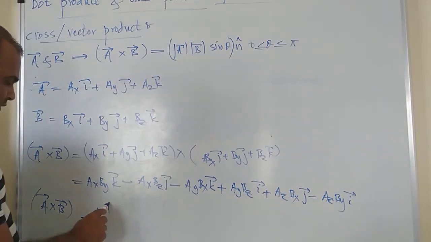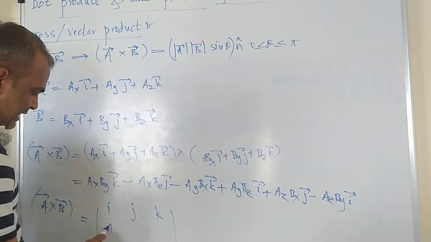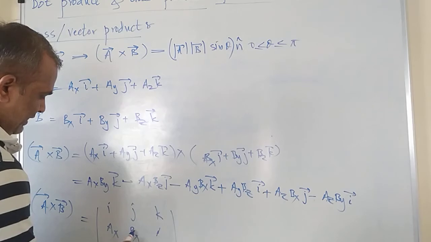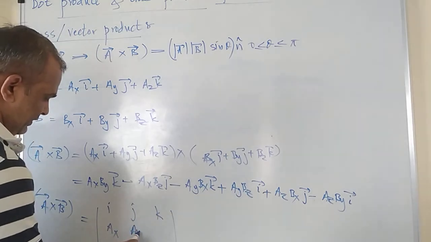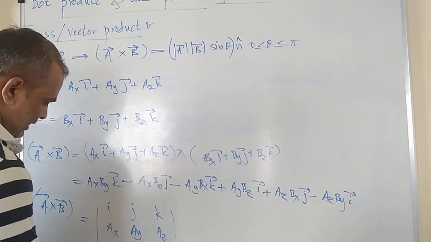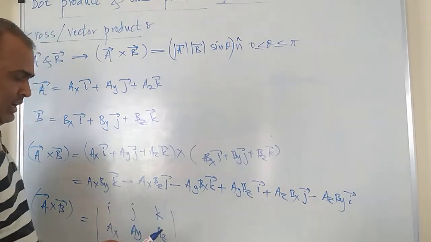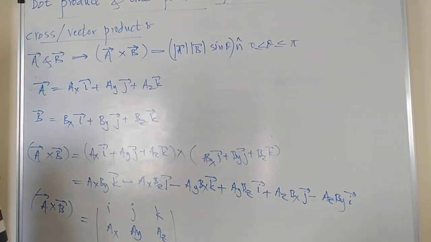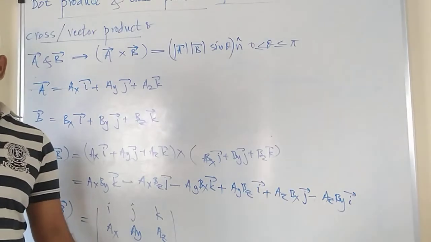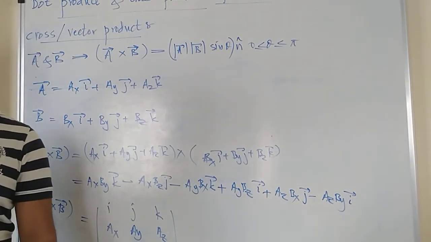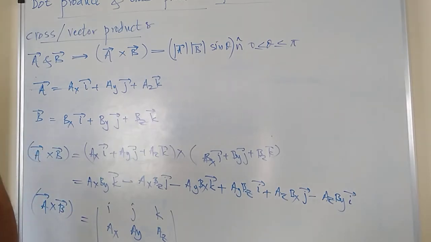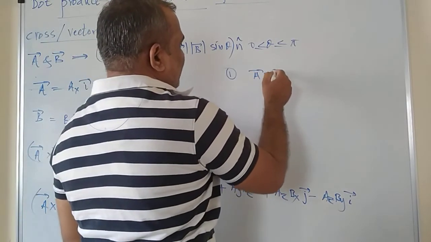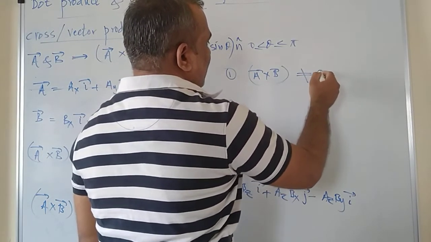It equals the determinant with rows i j k, the components of the first vector ax, ay, az, and bx, by and bz. If you solve the determinant, you will get this quantity. So the cross product or the vector product, in terms of magnitude of their components, is represented in terms of this determinant. This is a simple way, and the law of vector product is that a bar cross b bar is not equal to b bar cross a bar.